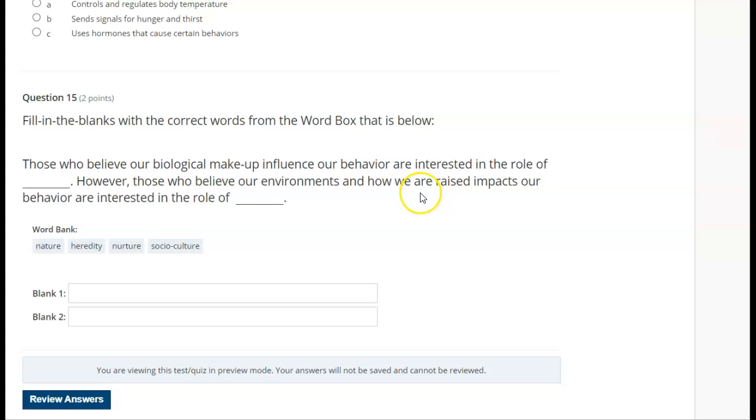15. Fill in the blanks with the correct words from the word boxes below. Those who believe our biological makeup influences our behavior are interested in the role of blank. However, those who believe our environments and how we are raised impact our behavior are interested in the role of blank. Nature, heredity, nurture, socio-culture.